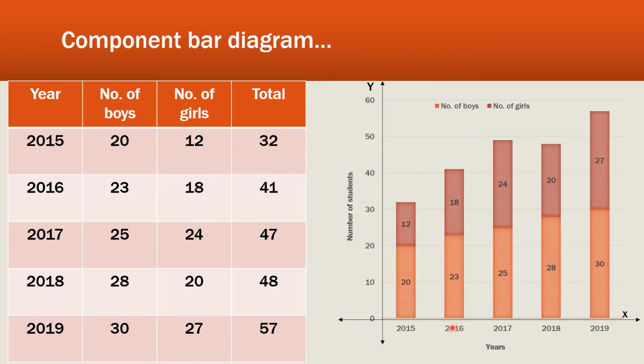So also for the year 2016, I plot the value 41 to give me the entire length of the bar. And then to know the number of boys, I plot the value 23 on the same bar by looking at the level corresponding to it on the y-axis. So 23 would be here, and that would separate the number of boys. The remaining would obviously be girls. And so we do the same for 2017, 2018 and 2019.